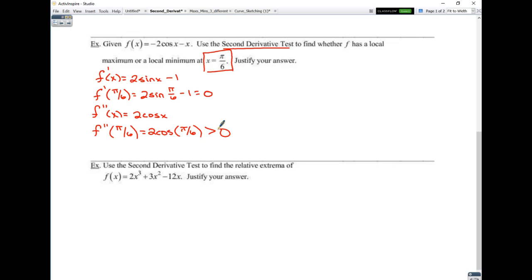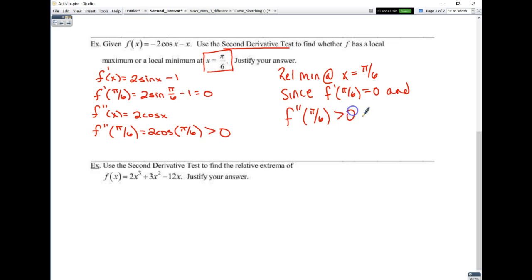All right. So is this a relative max or relative min? This is a concave up function, so this should be a relative min at x equals pi sixths. We have to justify, so we say since, what were the two things I had to prove? f prime of pi sixths is 0 and f double prime of pi sixths is greater than 0. Done.